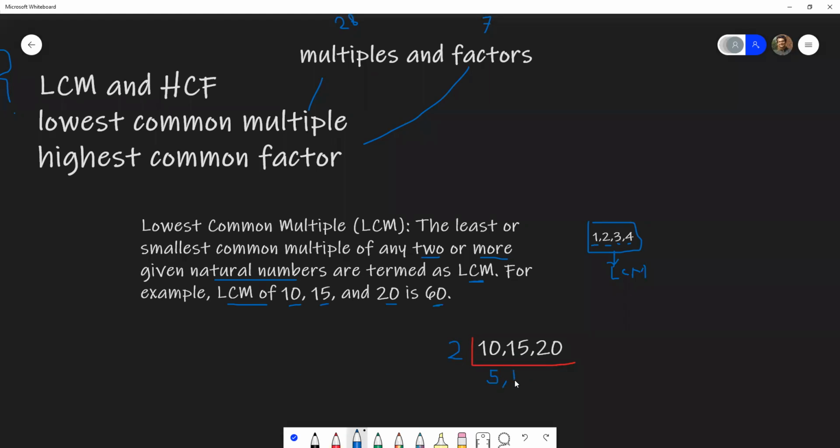Okay, so 15 stays. I have trouble writing it. And 2 times what is 20? 10. Correct. So we have 3 numbers now.